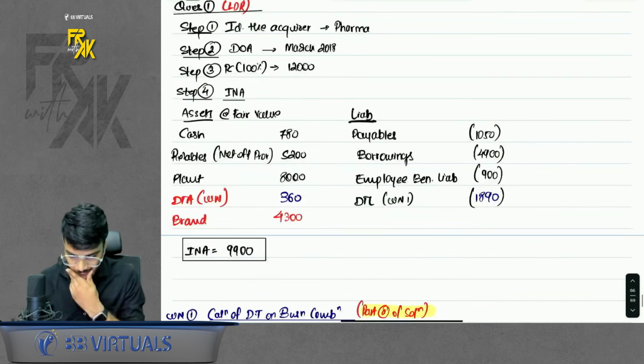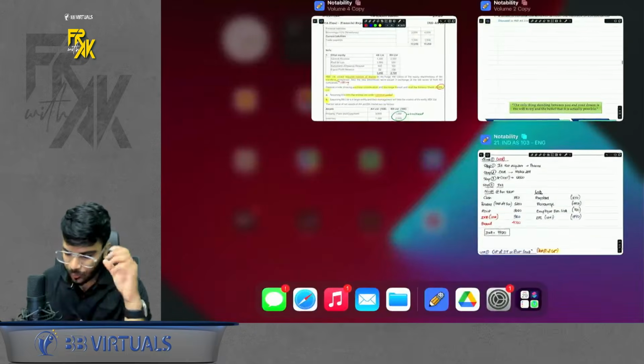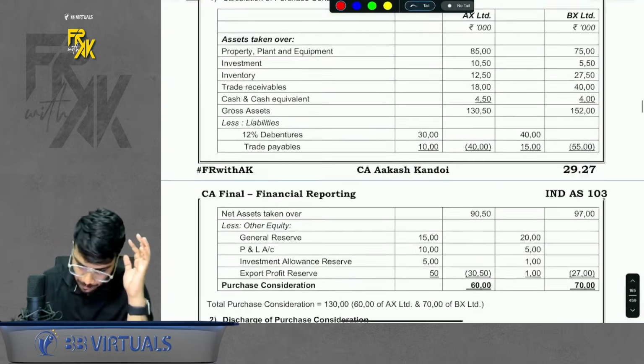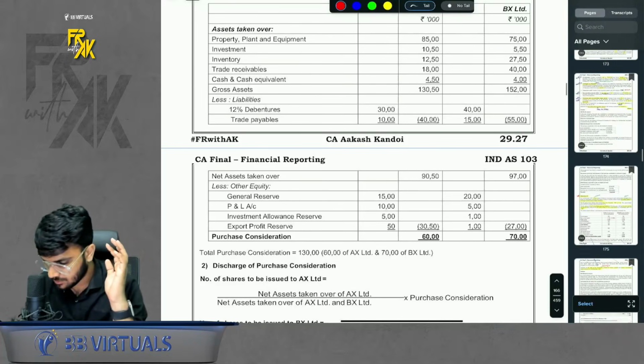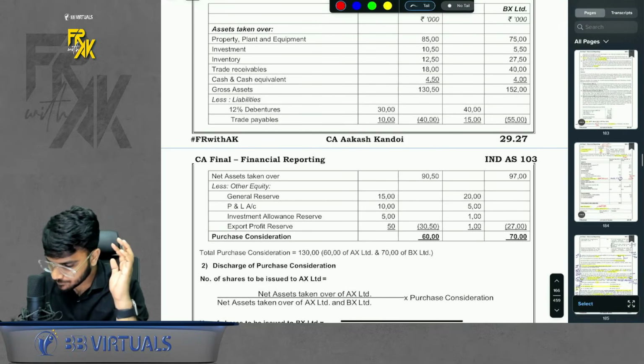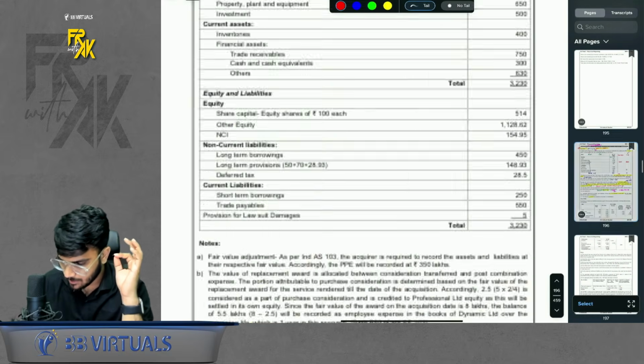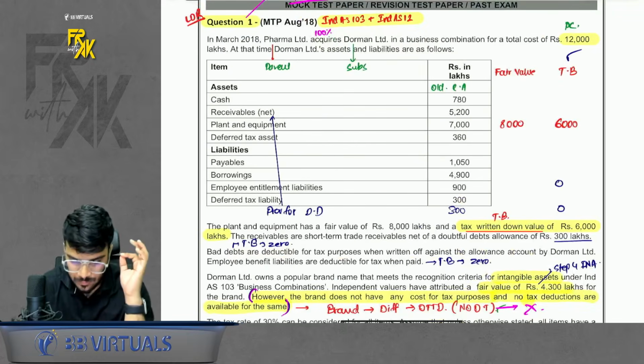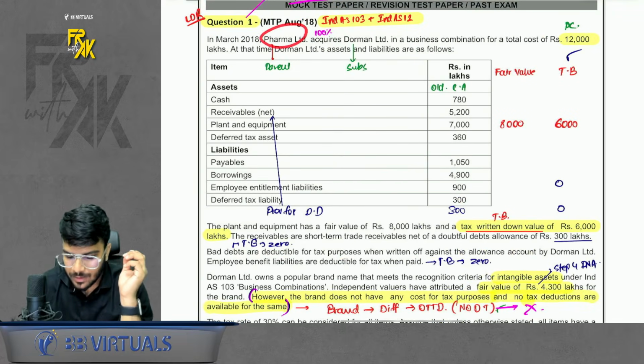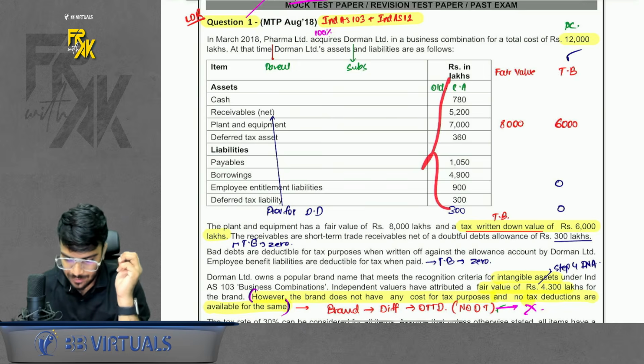Then, there were 2 more questions here, which I feel I should revise with you. One was question number 1 of the MTP RTP past exam. So basically this was question number 1, where we are acquiring a company. So assets and liabilities are given.